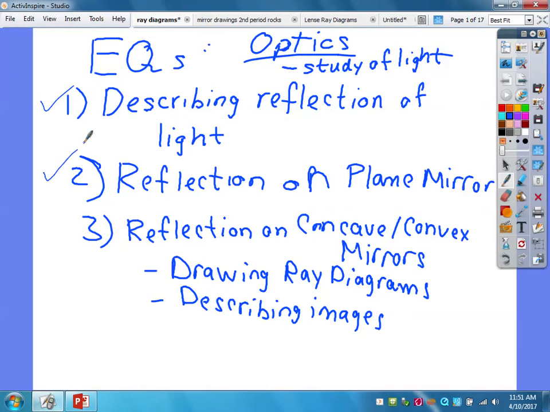So, again, I'm going to describe the idea of the reflection of light and the reflection on a plane mirror. I'm going to get into a little bit on number 3, maybe at least showing you what concave and convex mirrors look like, and then how the light might reflect. But we're not going to draw ray diagrams, and we're not going to describe images so much. You're going to get some of the terminology we use to describe images, but we're not going to get it down to details yet. That'll be a separate video.